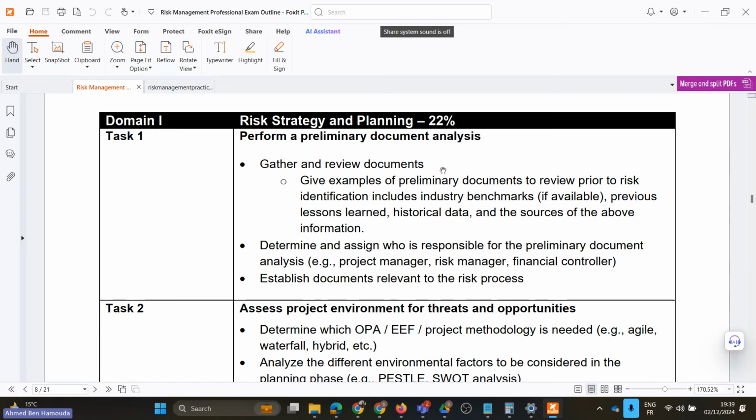These documents could help you with making an industry benchmarking, comparing with the different practices in the industry, in case you would like to get inspired, or you don't want to reinvent the wheel in terms of how risks are managed in a project. Also, reviewing the lessons learned of the previous projects, which is quite important.